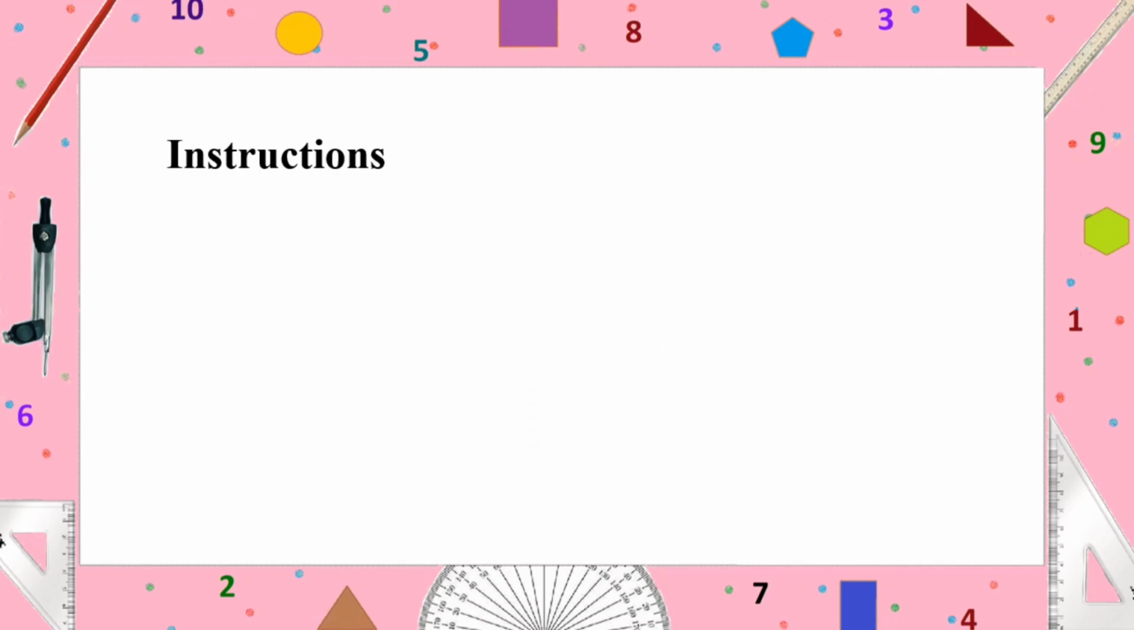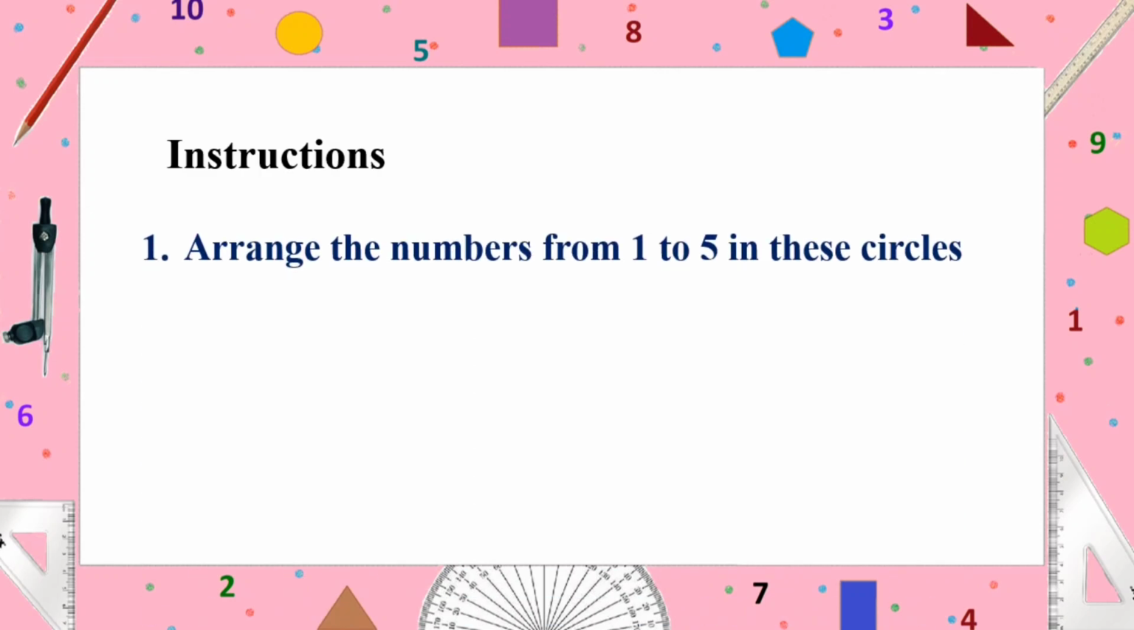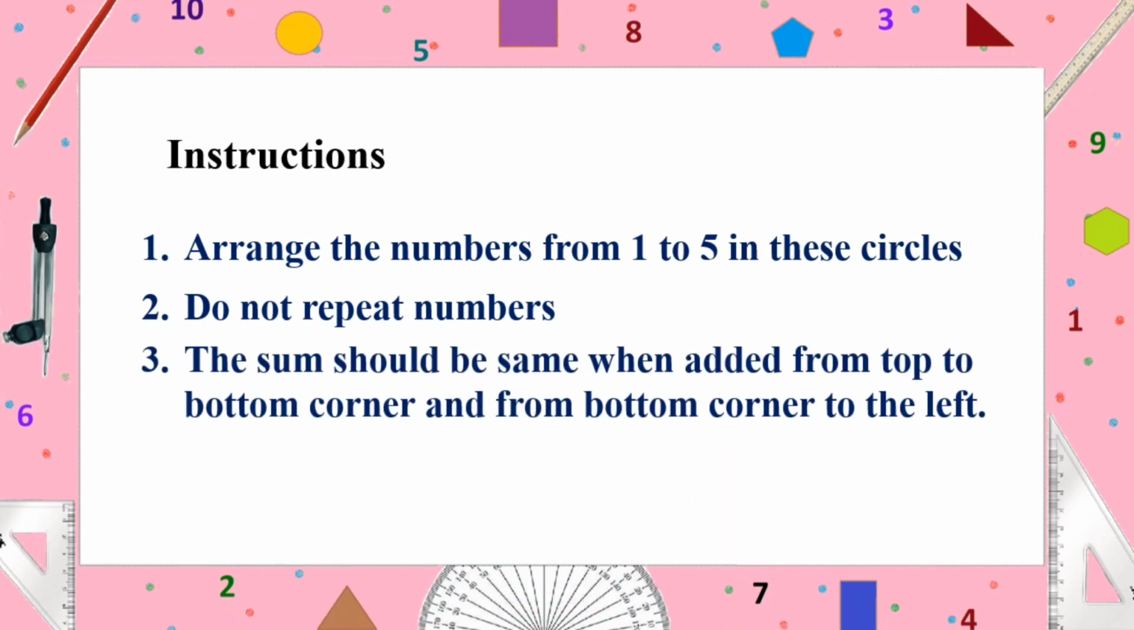Instructions for this game are: arrange the numbers from 1 to 5 in these circles. Do not repeat numbers. The sum should be same when added from top to bottom corner and from bottom corner to the left. Can you fill these circles? Please try.